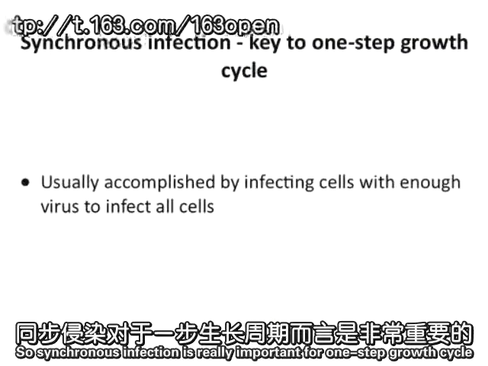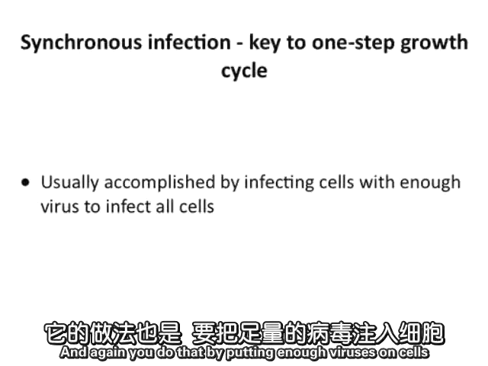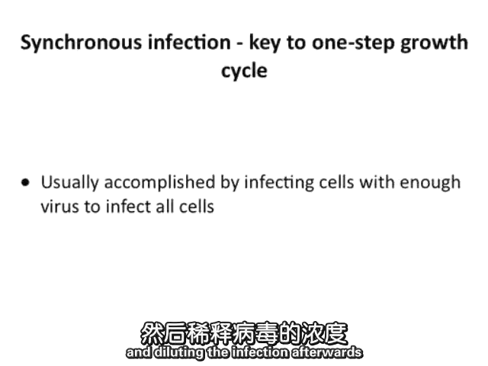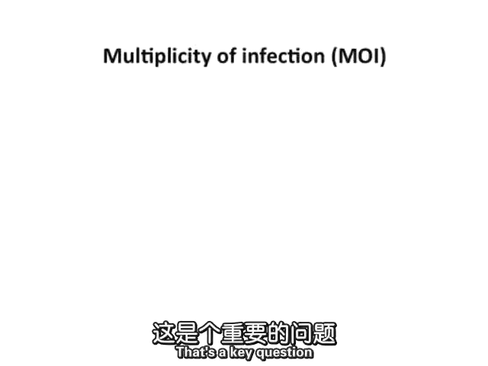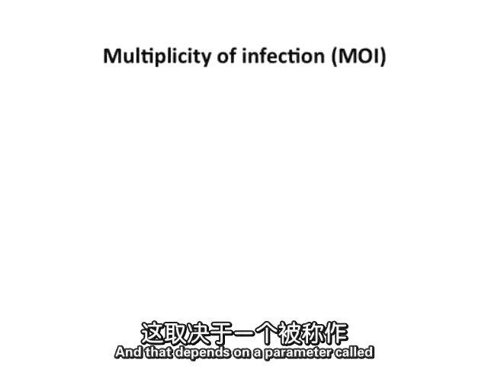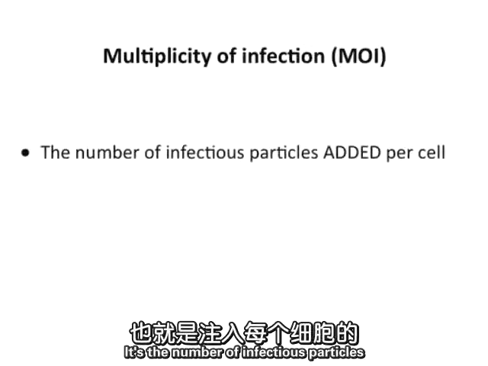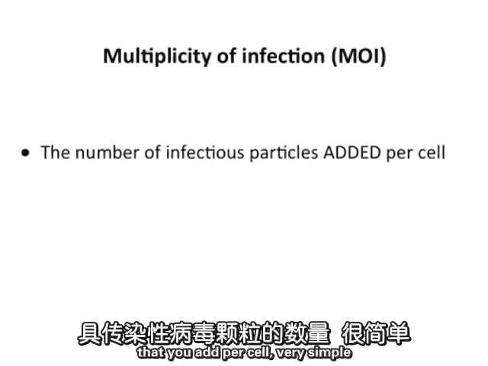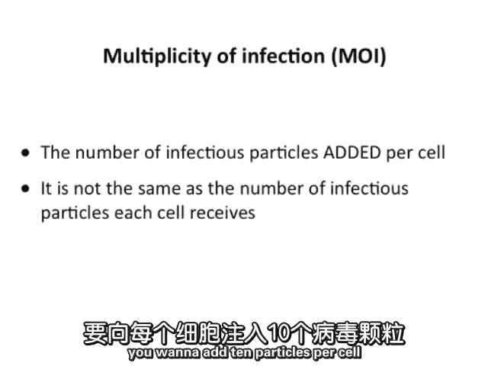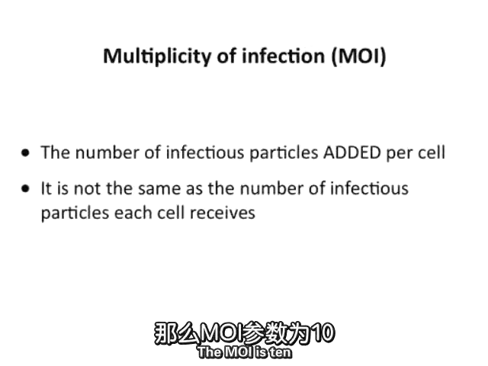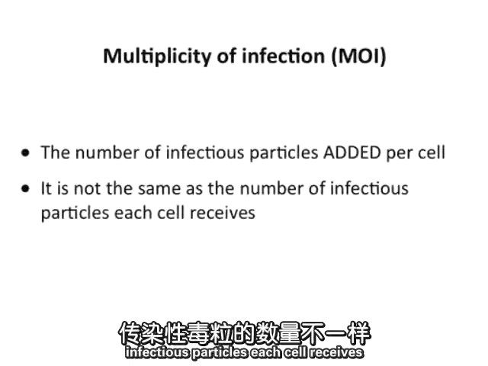So synchronous infection is really important for a one-step growth cycle. And again, you do that by putting enough virus on cells and diluting the infection afterwards. So how do you know how much virus you're adding to cells? That's a key question. And that depends on a parameter called multiplicity of infection, or MOI. It's the number of infectious particles that you add per cell. Very simple. So if you have 1 million cells and you want to add 10 particles per cell, the MOI is 10. It is not the same as the number of infectious particles each cell receives.